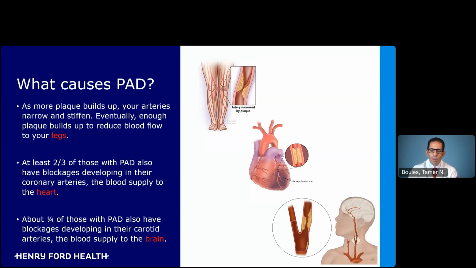So it's important to recognize that the atherosclerosis that hardens your arteries might be doing so in places even outside of your legs. And all of those things are important, especially when considering ways to prevent atherosclerosis from worsening over time.